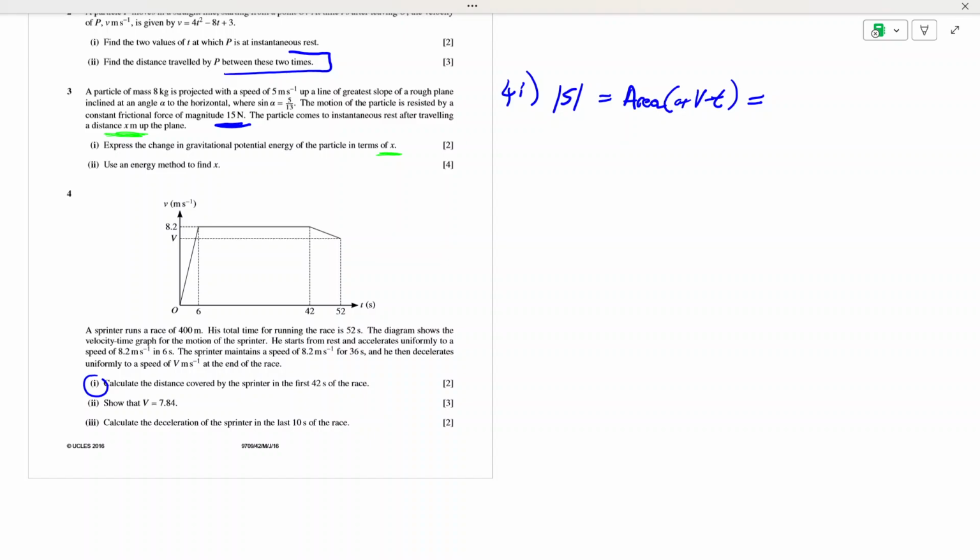So I'm going to use the formula for the area of a trapezium, which is half (a plus b) h. The a that I'm going to use is this part, 42 seconds, plus the b, which is this part here, the 36 seconds, 42 minus 6. Then the height is this, which is 8.2.